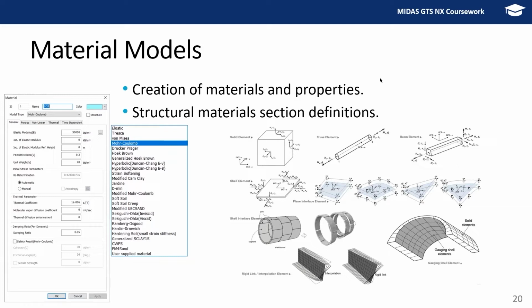Apart from the soil models, we do have various element models that can reflect your structural properties. We have truss elements, the beam element, the shell or plate element. Then we have the interfaces. We also have this shell interface that is used to simulate the movement between the primary lining, the permanent lining and the secondary lining for any tunnel. We also have various links like the rigid link or the elastic link. And for 3D elements, we have something called a gauging shell.